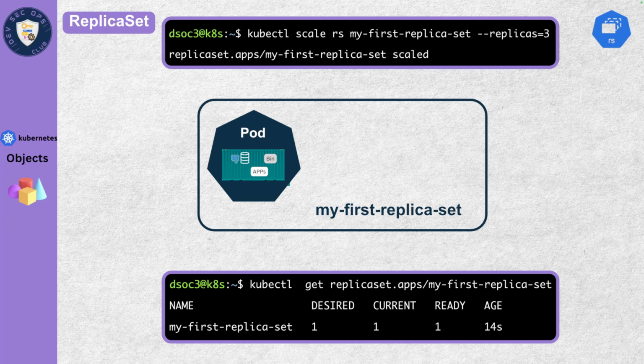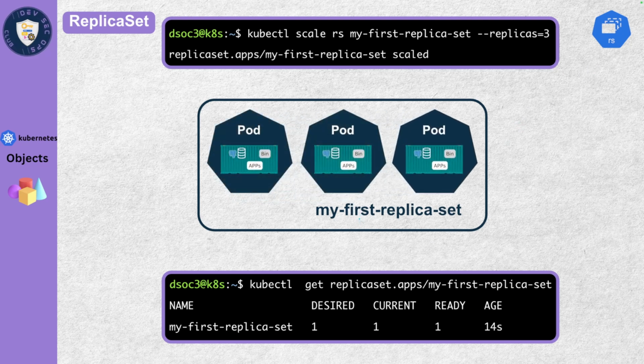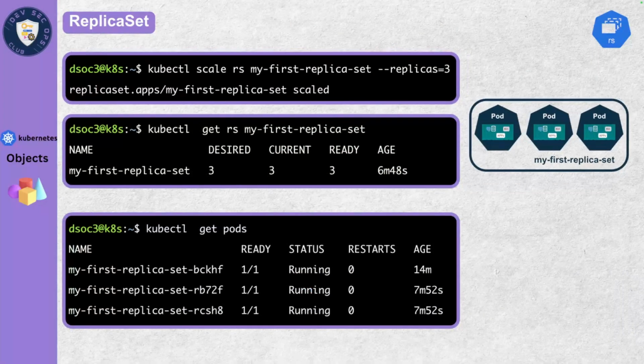Anyway, here I scaled up my replica set, and I said dash dash replicas equals 3. Here you could see, instead of created, it said scaled. When I run get replica set, it may still show 1 for a moment. So when we do this, replica set creates additional pods. Now the desired state and current state have changed. Before it was 1, and now when we scaled it to 3, we have desired state 3 and current state 3, and all our 3 pods are ready to accept the traffic.